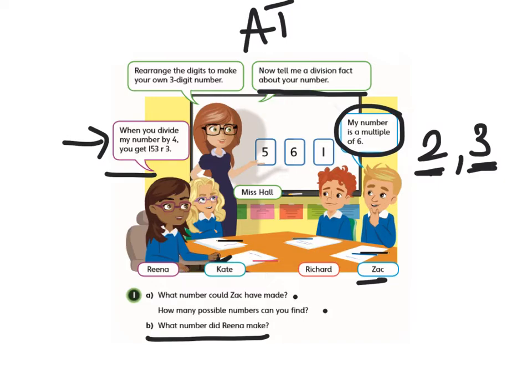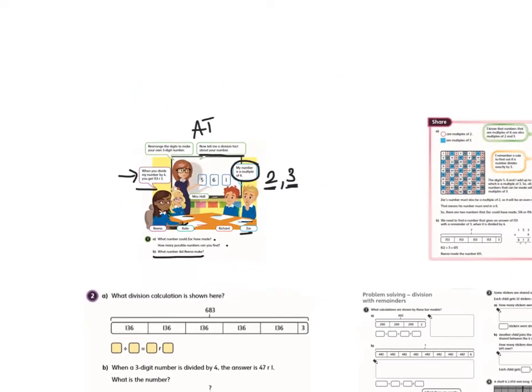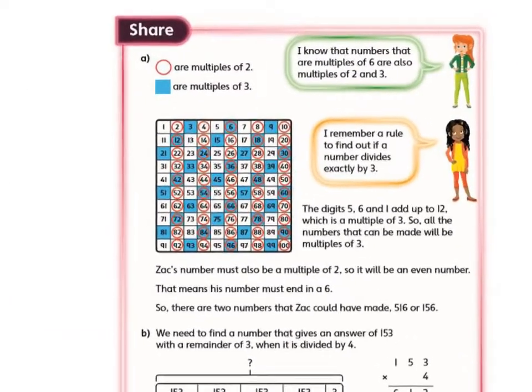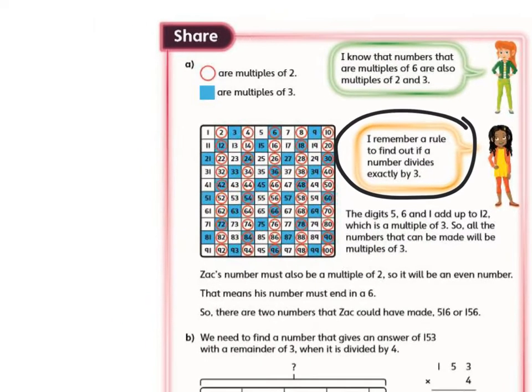Okay, welcome back. Hopefully you've had a good go at that now. Quite a tricky one to get your head round. Let's look at how you could have solved it then. So for Zach's number, we've used a 100 square. We know that multiples of 2 and the multiples of 3. Remember last time we looked at a rule to find out if a number divides exactly by 3.